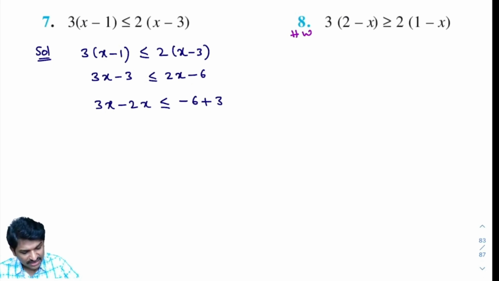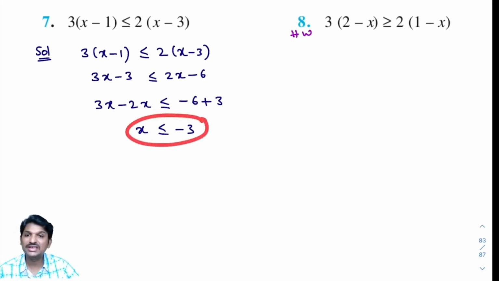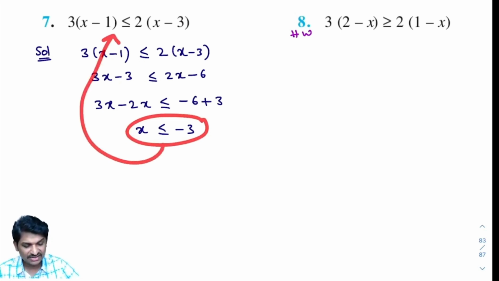Okay, 3x minus 2x, that is x. x less than or equal to minus 6 plus 3. Minus 6 plus 3 is minus 3. So x less than or equal to minus 3. You take any real x value which is less than or equal to minus 3, that satisfies this inequality.